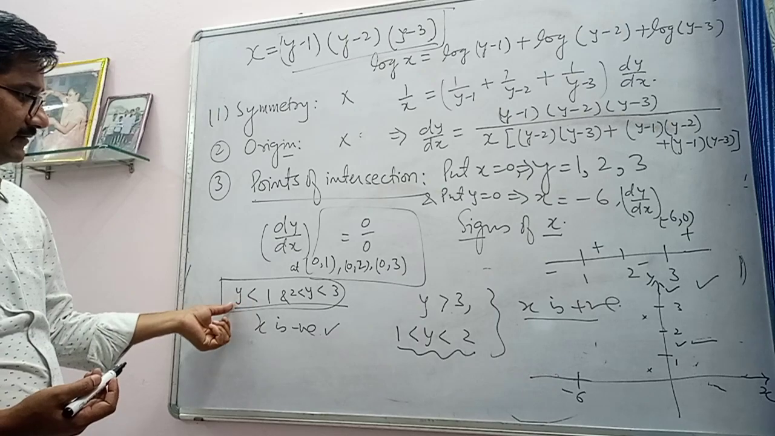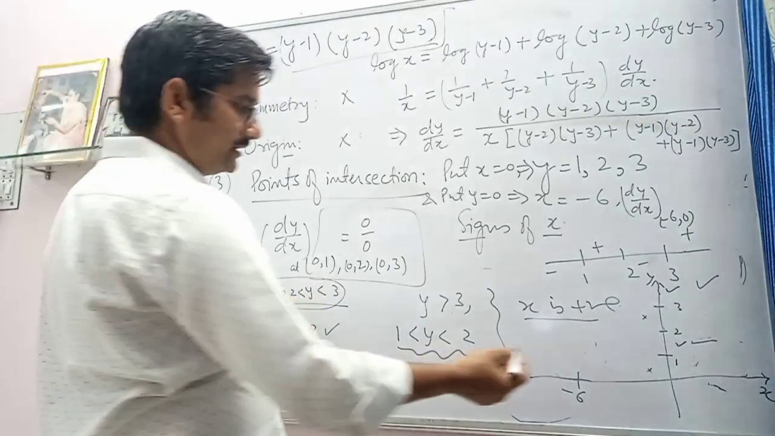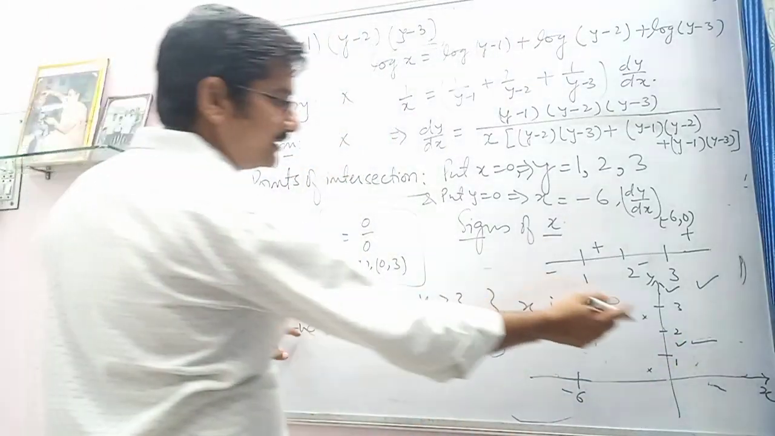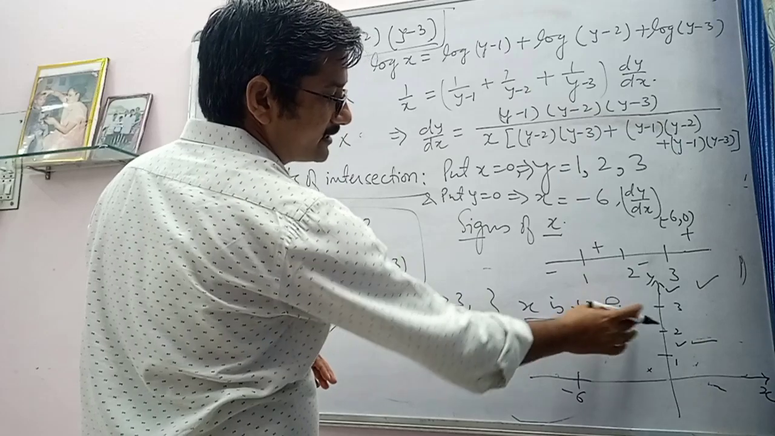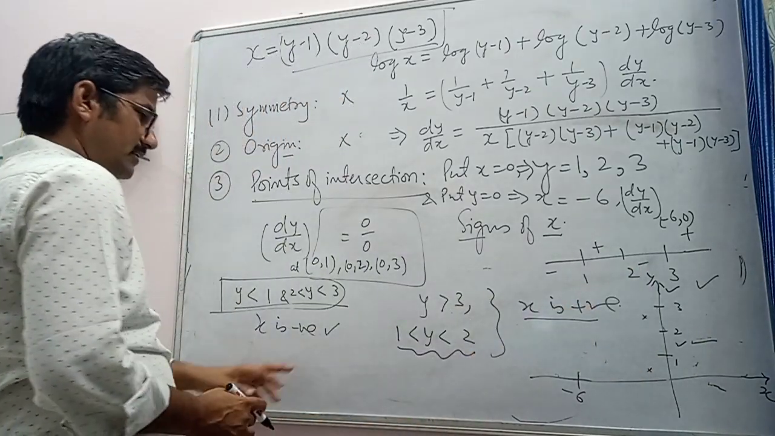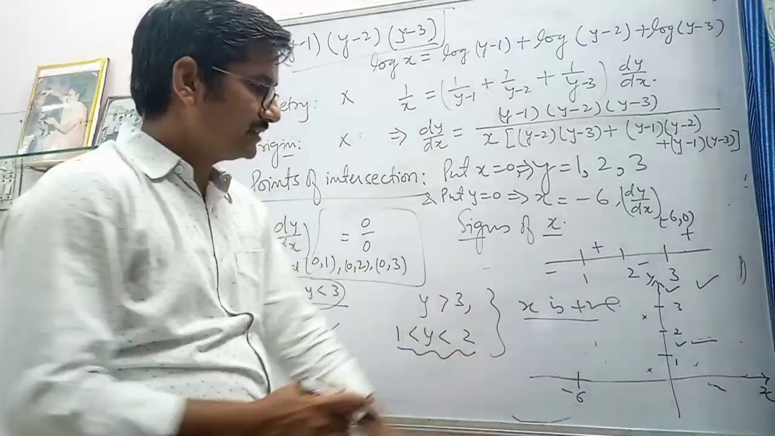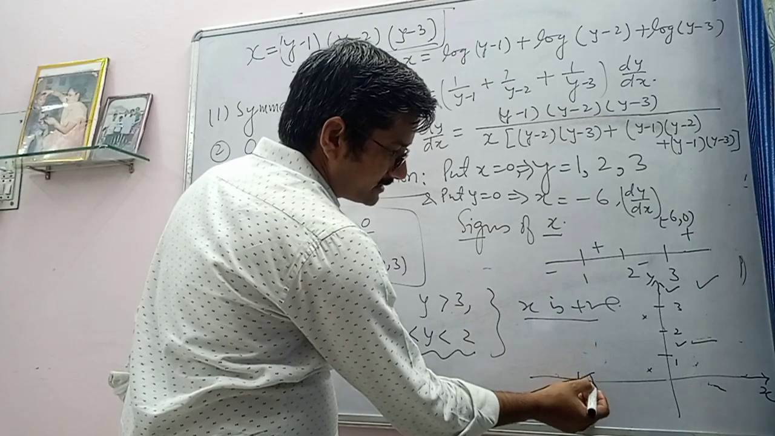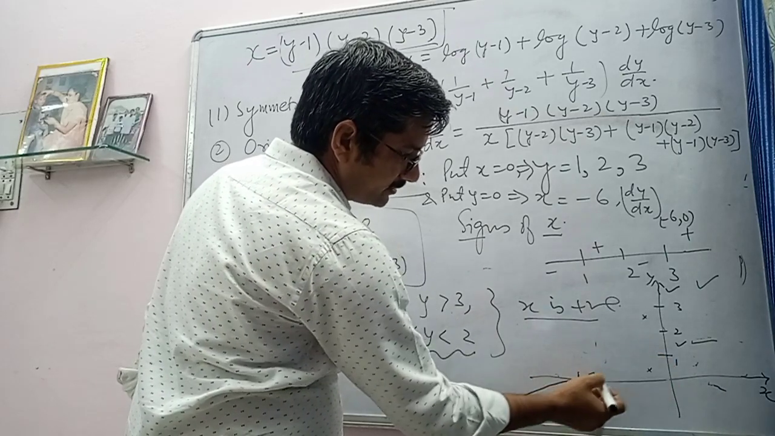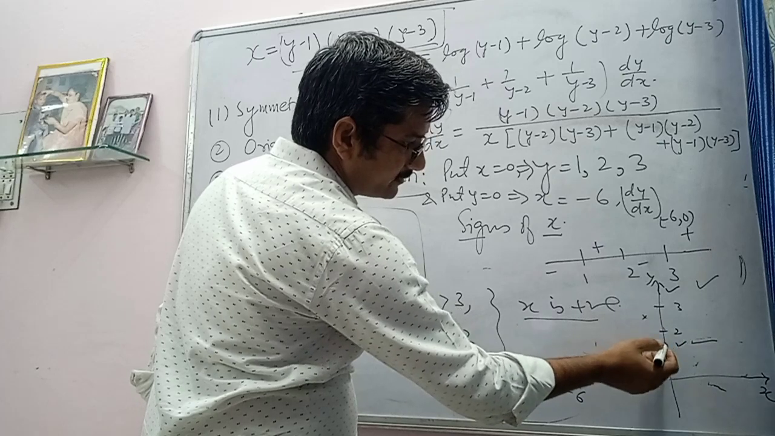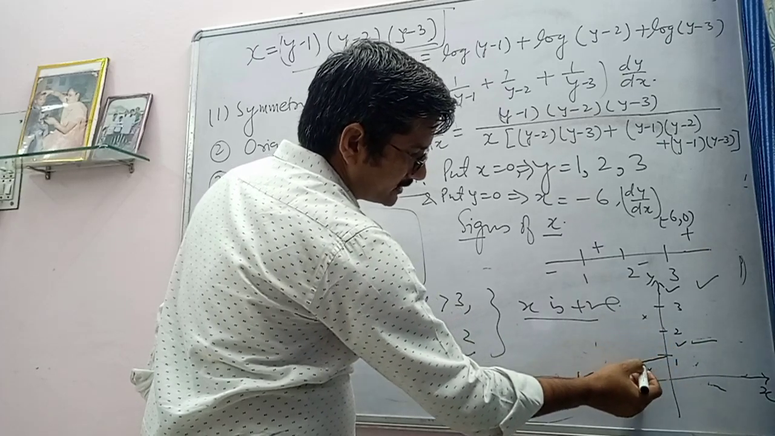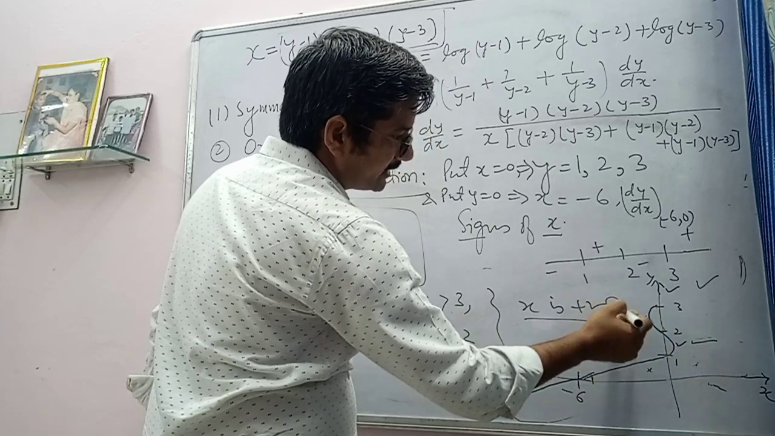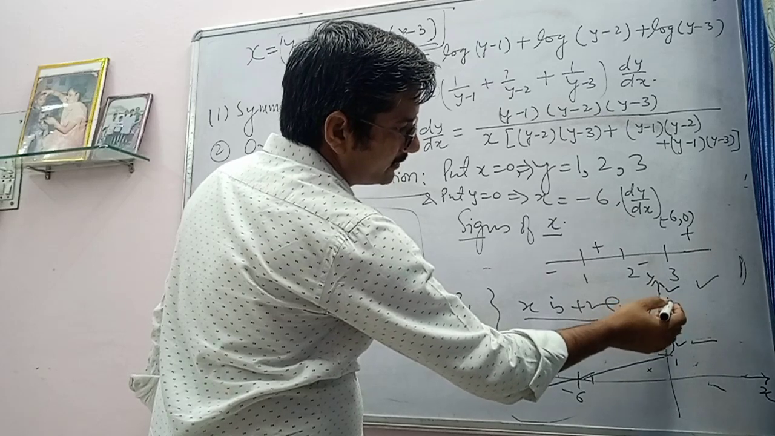If y is less than 1 and y lies between 2 and 3, y less than 1 means below this, and y lies between 2 and 3, so the curve lies on the left-hand side of the y-axis. And at this point minus 6, 0, you can find the dy by dx. So this slope is less than 45 degrees, you can check yourself. So the curve lies on this side, and this is the point of intersection, join this point with this one, the curve lies here, so it should come back on the left side and then the right side.